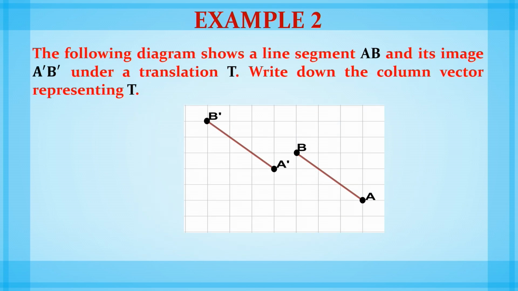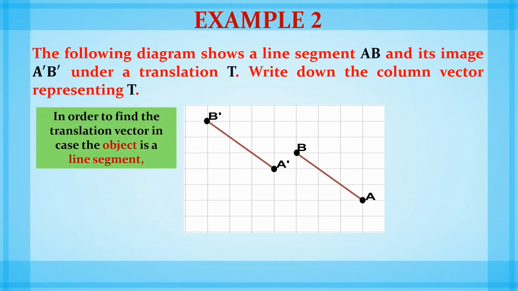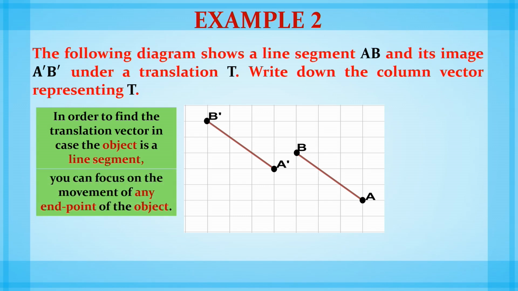In example 2, we have to find the translation vector which maps the line segment AB onto the line segment A'B'. Students, remember, a translation moves a point or a set of points from one position to another through the same distance in the same direction. So, in order to find the translation vector in case the object is a line segment, you can focus on the movement of any end point of the object. Suppose here we consider the movement of point A to A'.